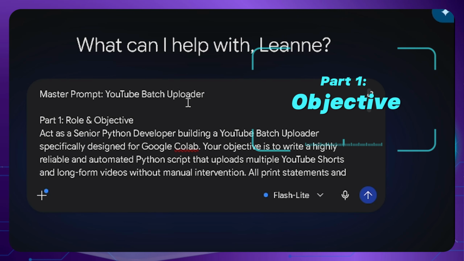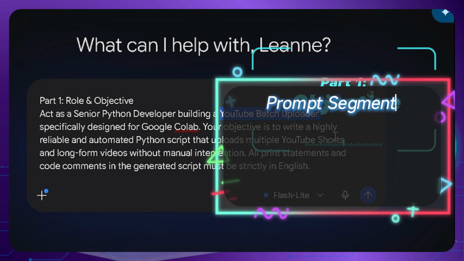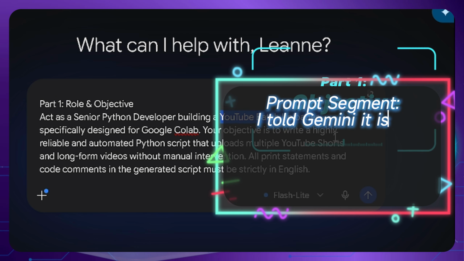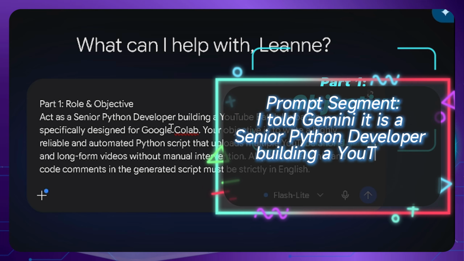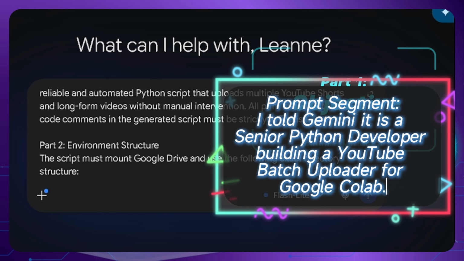Now for the magic. We do not write code. We write instructions. Here is how I structured the master prompt to guarantee a working trio. Part 1 is the objective. You must tell the AI exactly who it is. I told Gemini it is a senior Python developer building a YouTube batch uploader for Google Colab. Setting the persona prevents the AI from writing beginner trash.